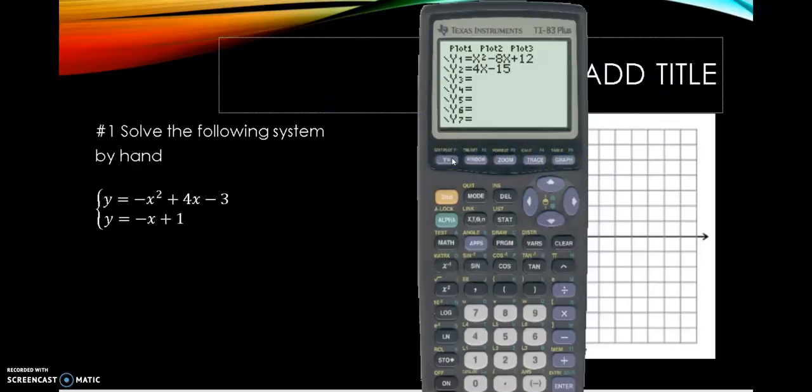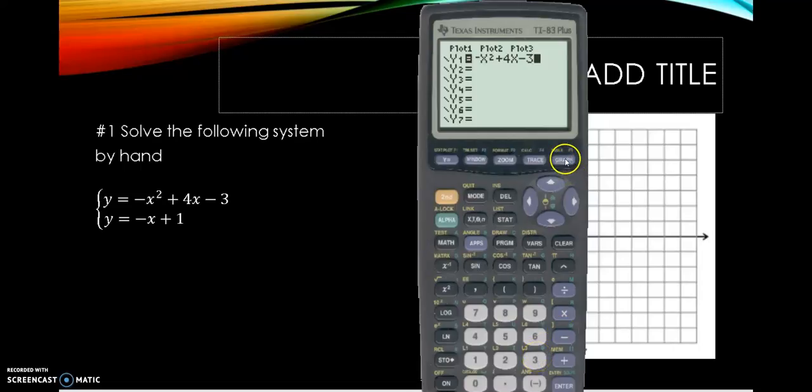If I have equations in my y equals and I want to get rid of them, probably the easiest way is to highlight the beginning of the equation and press clear. Then I could scroll down to my second one and press clear so that I don't have any equations in there. Let's go ahead and type the first equation in here. It's y equals negative x squared. So I have y equals negative, and then I need the x squared, which is the X,T,theta,n button, squared, plus 4x, and then minus 3.